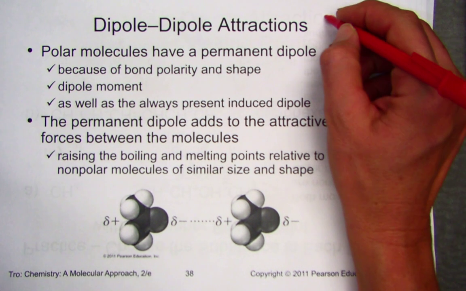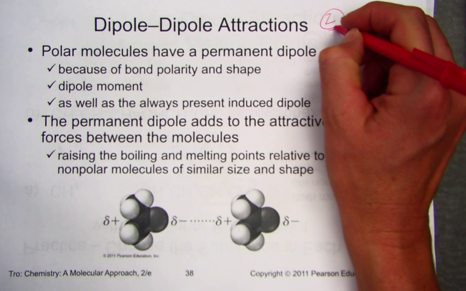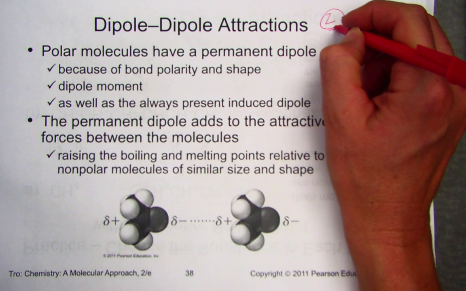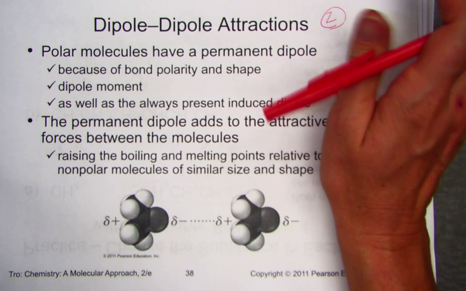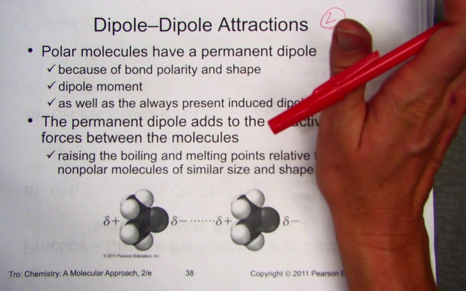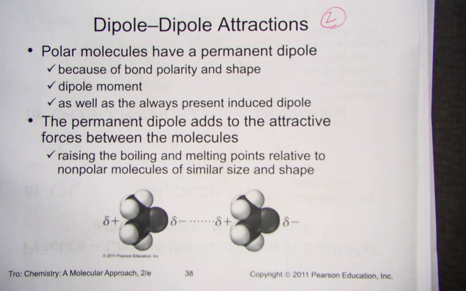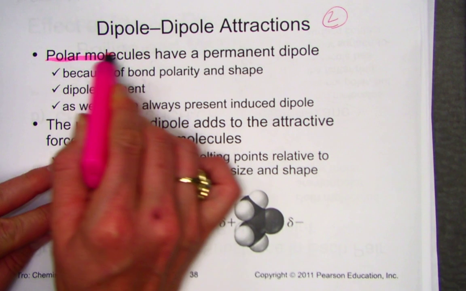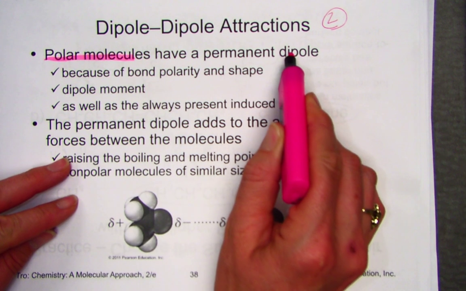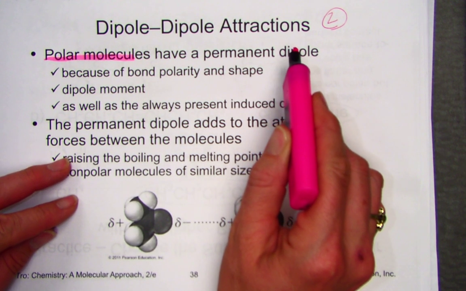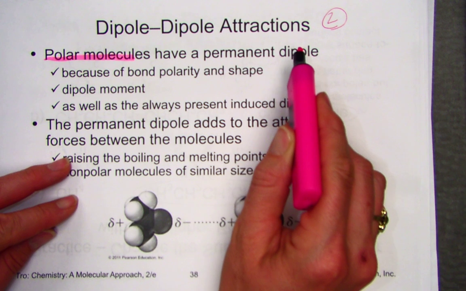The second category of intermolecular attractions is a dipole-dipole attraction. Remember, all compounds, all molecules, all atoms have London dispersion forces. This second category, dipole-dipole, only occurs between polar molecules. Polar molecules have a permanent dipole. London dispersions were a temporary induction.